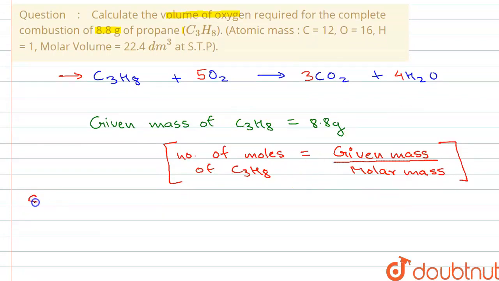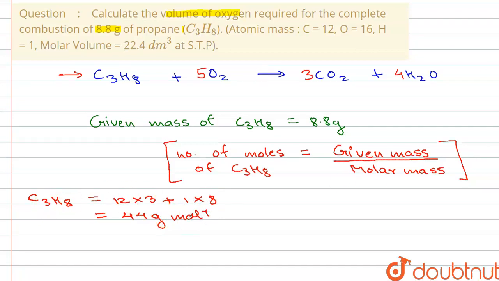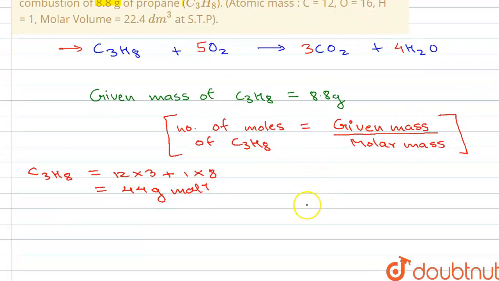For calculating the molar mass, we will just add up all the atomic masses of each atom present in it. The atomic mass of carbon is 12, and there are 3 carbon atoms, so we will multiply it with 3, plus the atomic mass of hydrogen is 1 and there are 8 hydrogen atoms, so we will multiply it with 8. So we get 44 grams per mole, which is the molar mass of propane. Now we will substitute this in the formula. The given mass is 8.8 grams and the molar mass is 44 grams per mole. So after calculation we will obtain 0.2 moles.